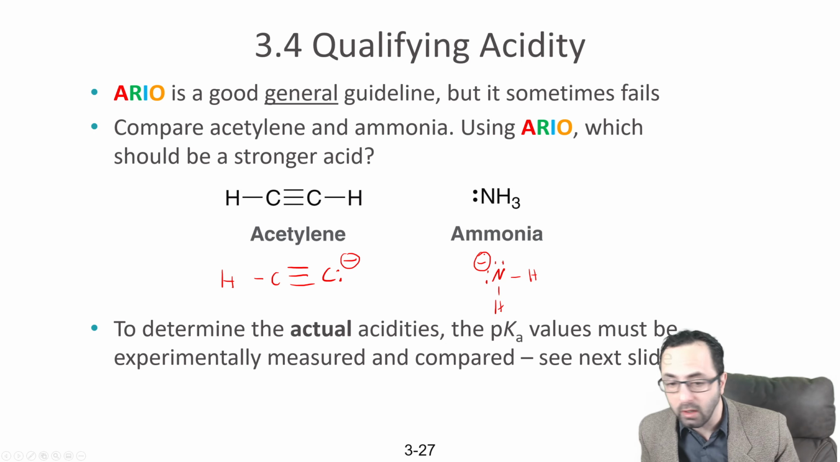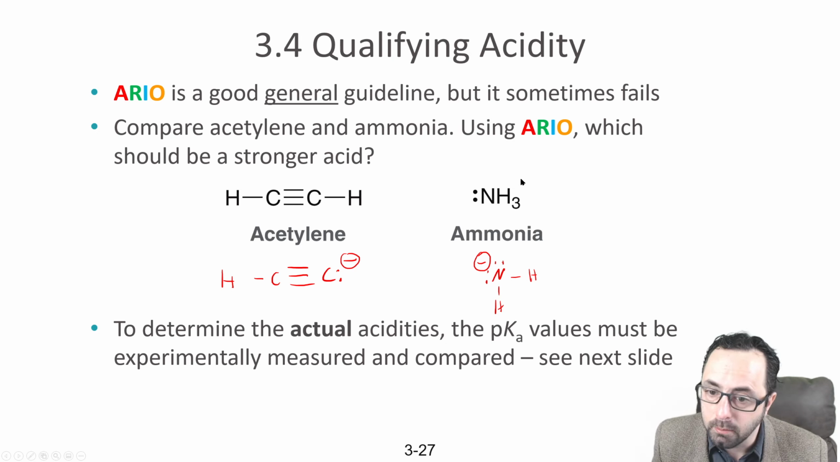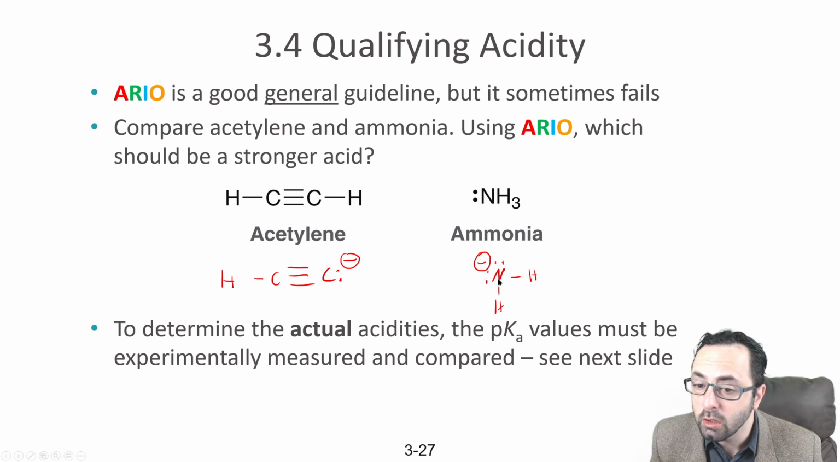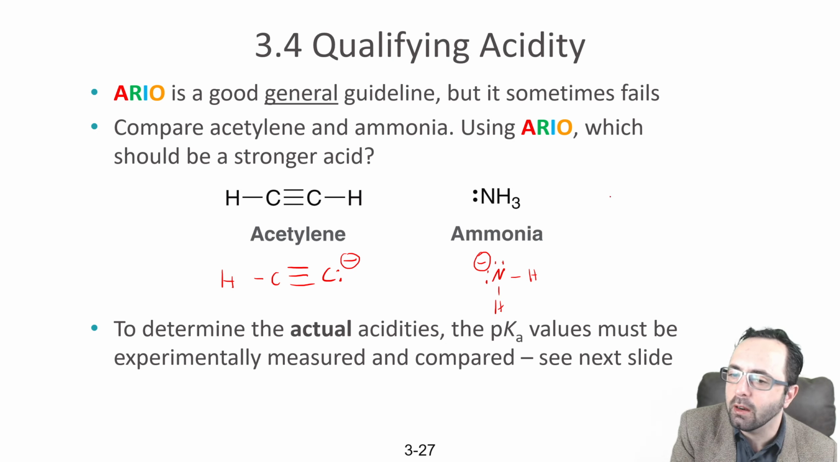So if we were using REO, we'd say the negative formal charge on the conjugate base of ammonia is on a nitrogen atom, which is more electronegative than a carbon atom. However, the acetylene is actually the stronger acid compared to the ammonia. The ammonia is actually more basic than it is acidic. Why? It's because there are other factors that aren't as easily worked into this REO system.